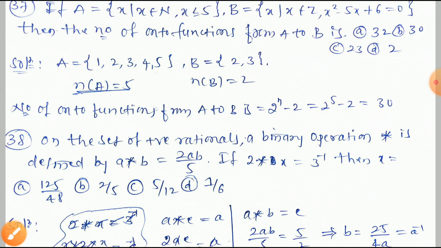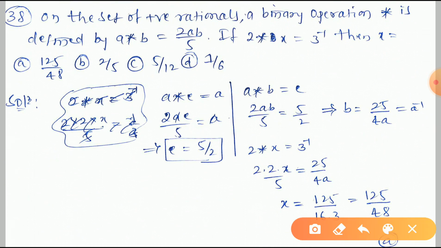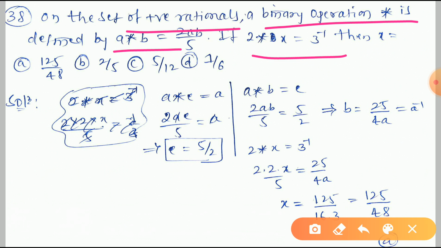Next, move on to question number 38. On the set of positive rationals, a binary operation star is defined by a star b is equal to 2ab by 5. If 2 star x is equal to 3 inverse, it is not 3 raised to minus 1, this is the inverse of 3, then x is equal to, the options are like this: 125 by 48, 2 by 5, 5 by 12, 1 by 6.